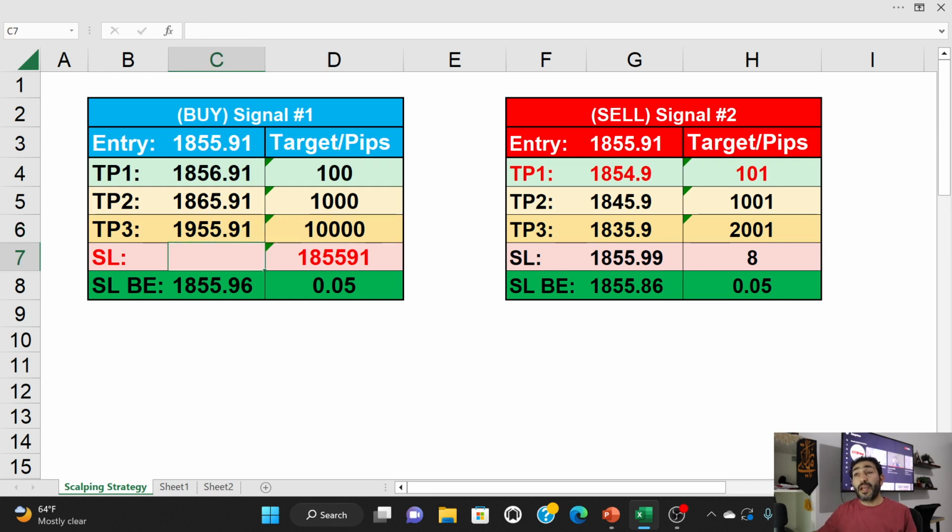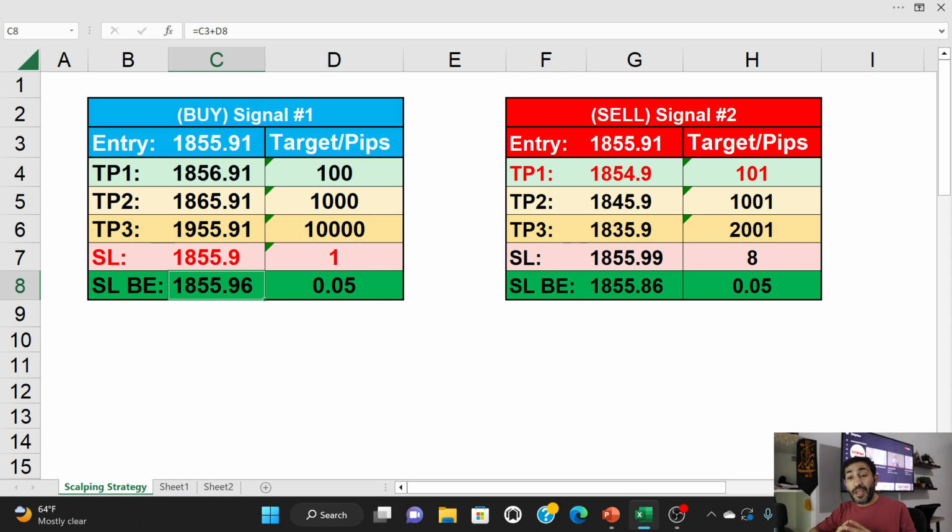Now if I want to calculate my stop loss and I want to lose only 91 bip, what I'm going to do is reduce it. I'm going to put 1855.0. So now you can see that I'm losing 91 bip. So let's say I want to lose only 1 bip. Okay, so I'm going to put here dot 90. So this is only 1 bip.